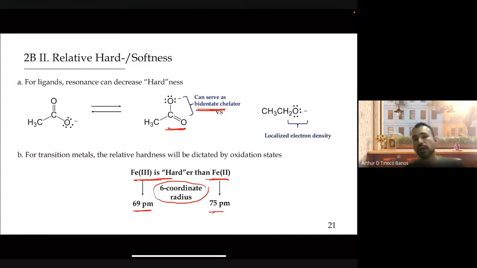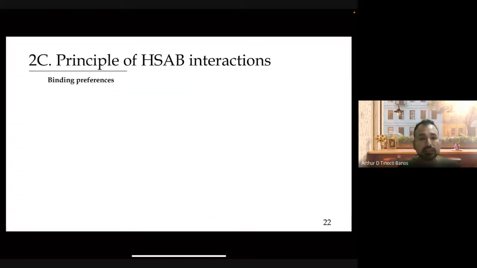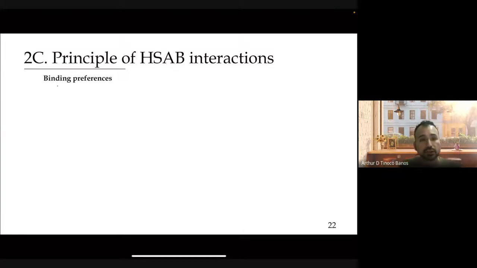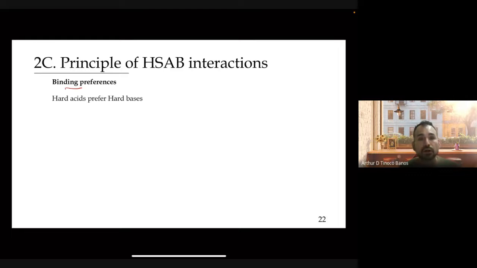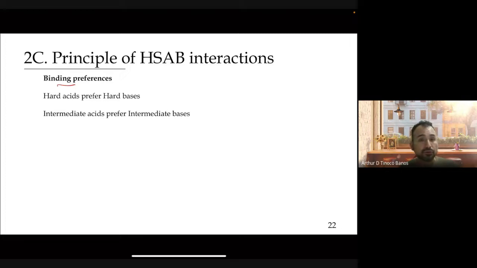All right, so now that we have this perspective of hard, intermediate, soft, and even that there can be a gradient of this depending on where a particular atom is located in a molecule, or in the context of a metal, its oxidation state, let's talk a bit about the principles of hard-soft acid-base interactions, this idea of binding preferences. It turns out that hard acids prefer binding to hard bases. Very similarly, intermediate acids prefer intermediate bases, and soft acids prefer soft bases.